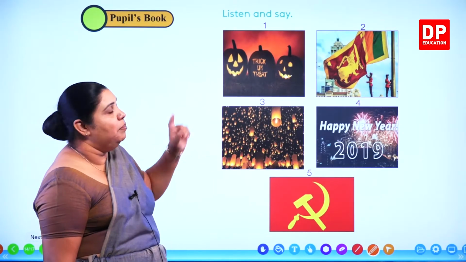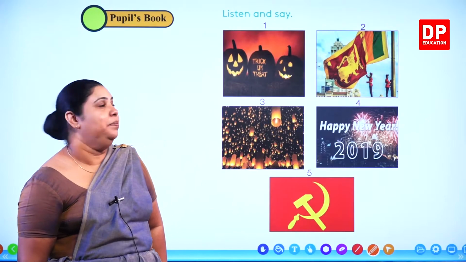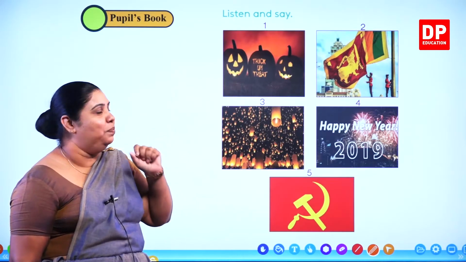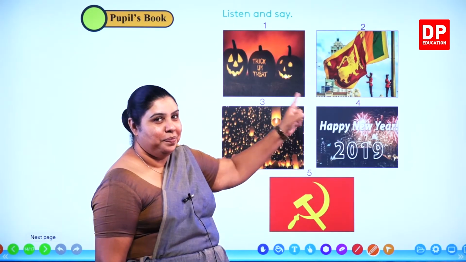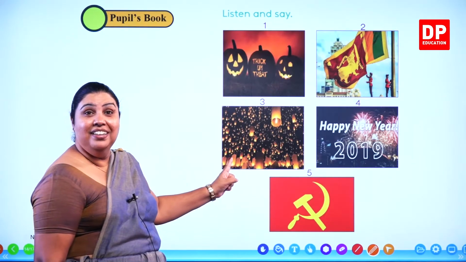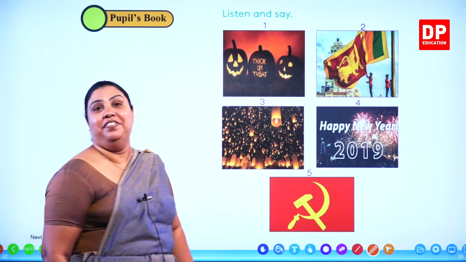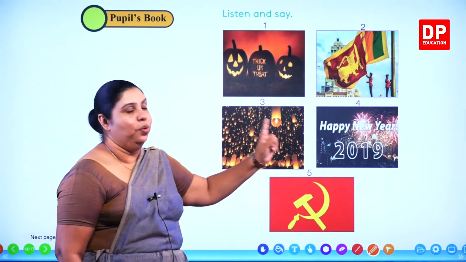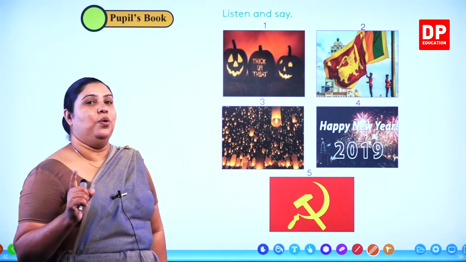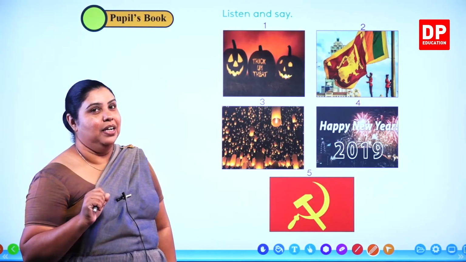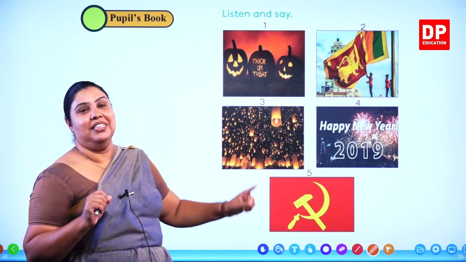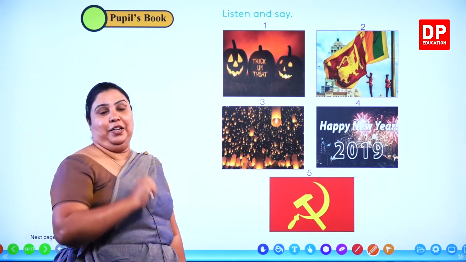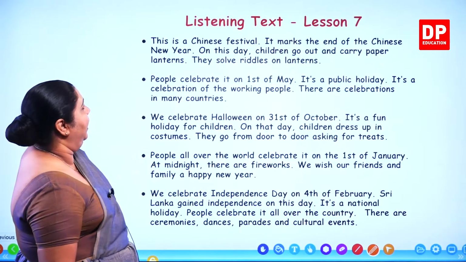Okay, now look at number 1 picture. Look at the first picture. Can you recognize what this festival is? Yes, I hope so. Look at the second one. Okay, then the third one, the fourth one, and the fifth one. Okay, we have numbers 1, 2, 3, 4, and 5. So now I'm going to read out to you a little description about one of these pictures, and we have to select which picture matches the description. Right. Okay.